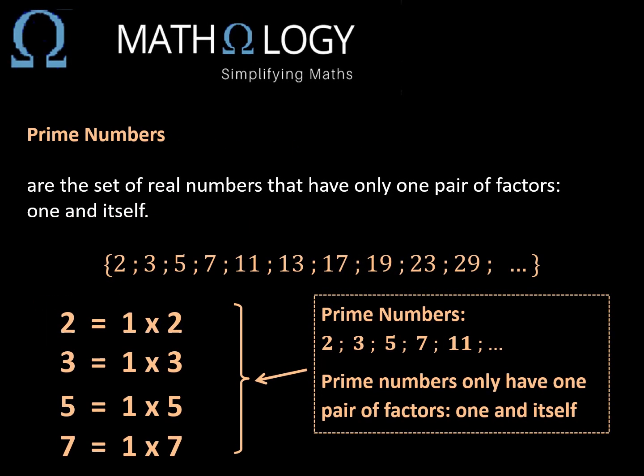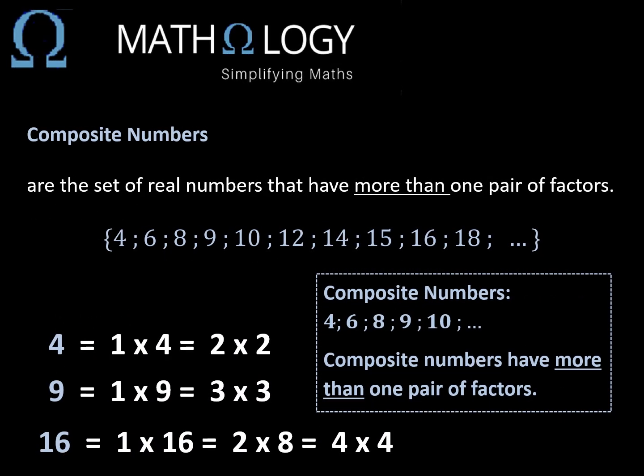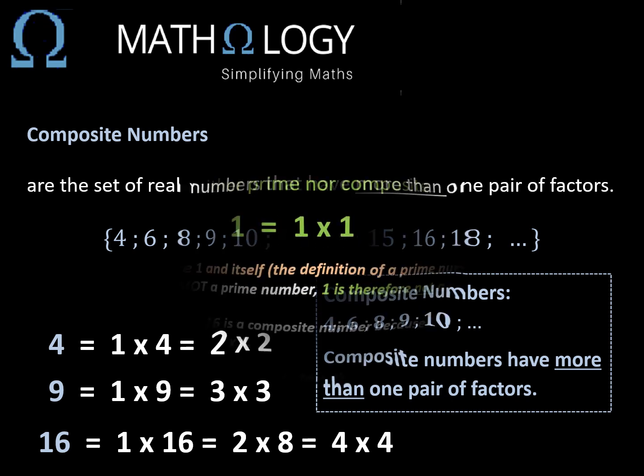A prime number is a real number that has only one pair of factors, 1 and itself. With the exception of 2, which is the only even prime number, all prime numbers are odd. Conversely, composite numbers have more than one pair of factors. The factors of 4 are 1 times 4, and 2 times 2. And those of 9 are 1 times 9, and 3 times 3. The factors of 16 are 1 times 16, 2 times 8, and 4 times 4.